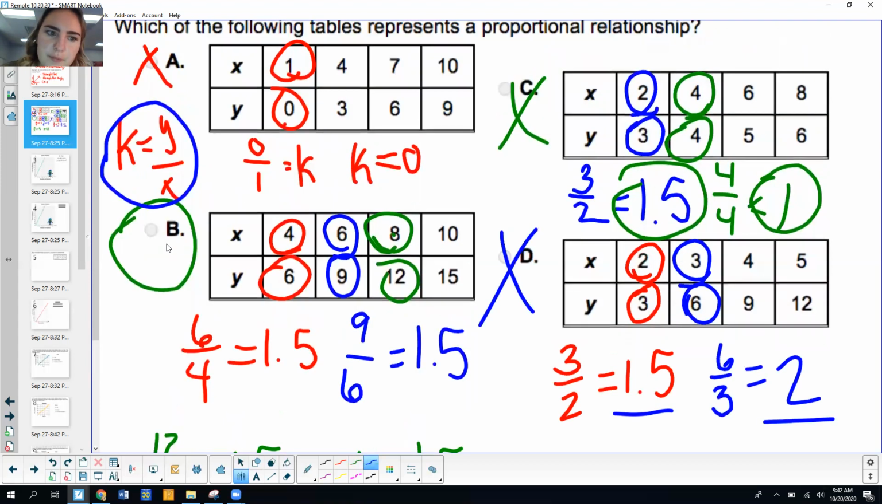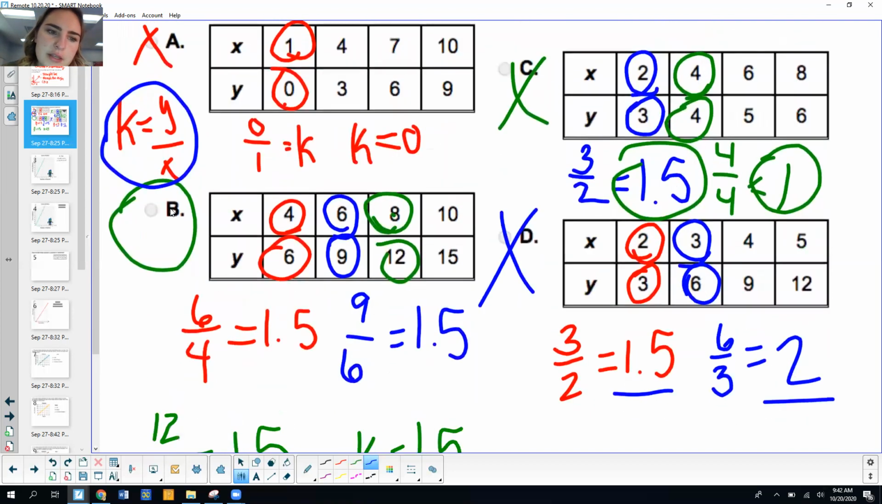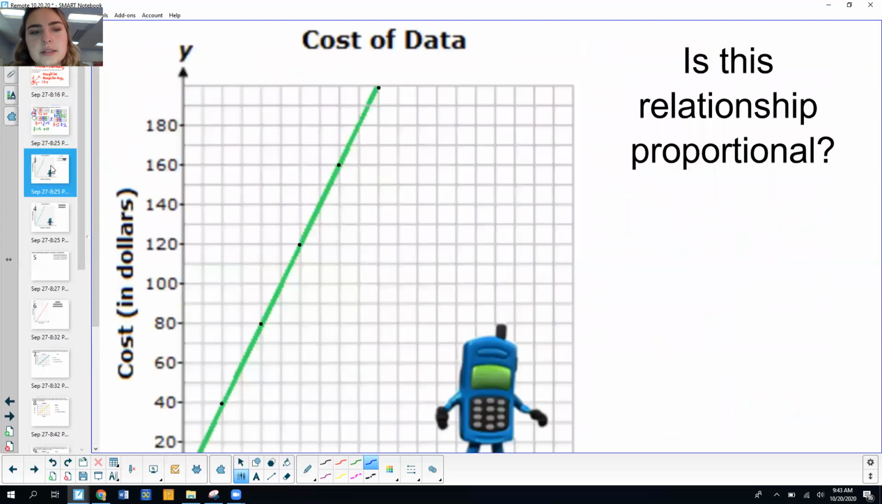So I know we picked B initially, but I wanted to make sure that we were all on the same page, that all of these were not proportional before I made sure that B was my correct answer. So B is going to be our proportional answer in this. And you will see something similar to this on the AIR test. So just make sure that we are aware what a proportional relationship looks like and means in a table context.